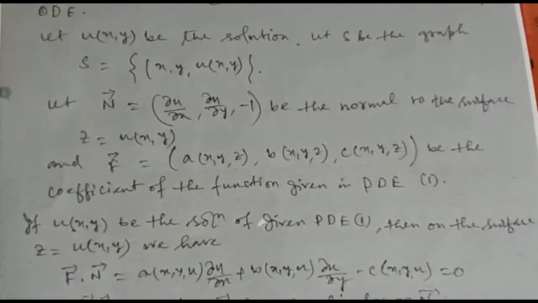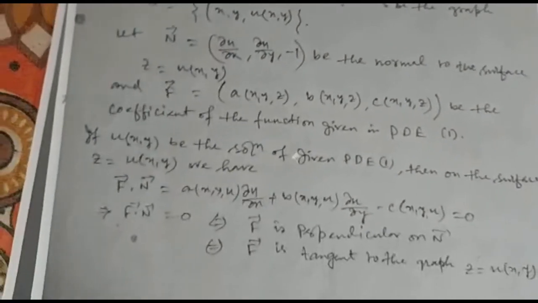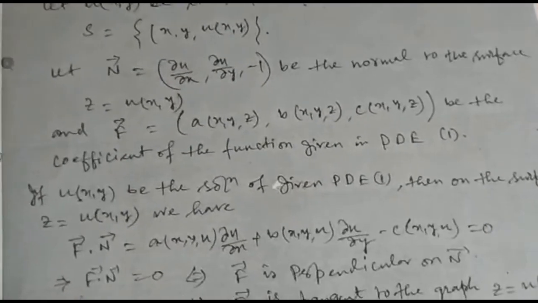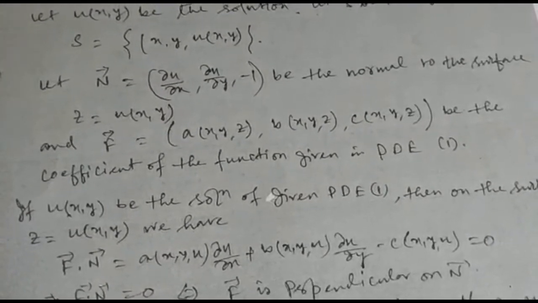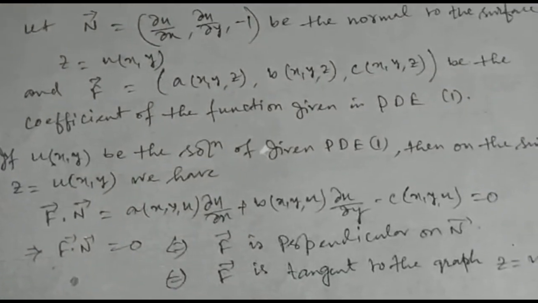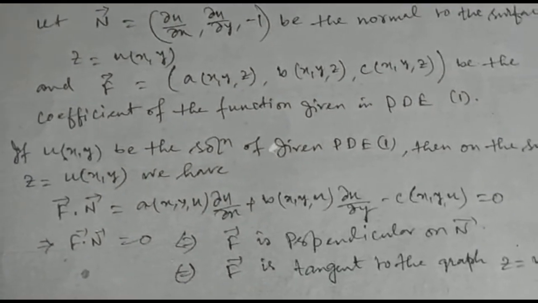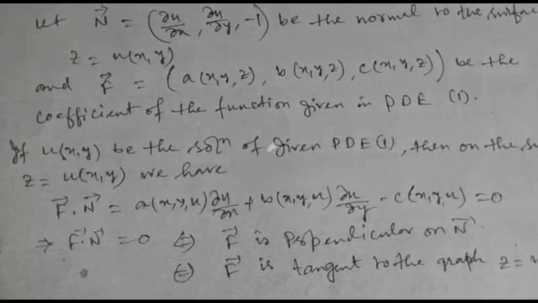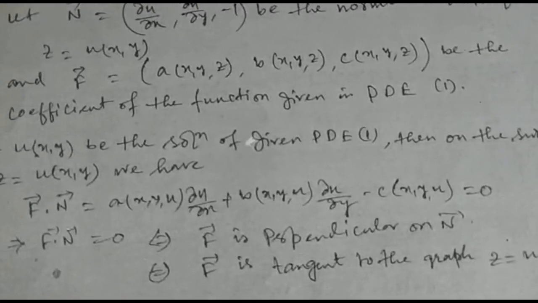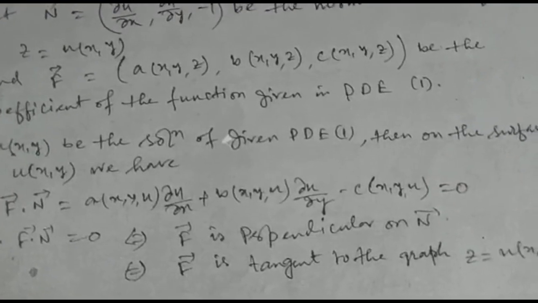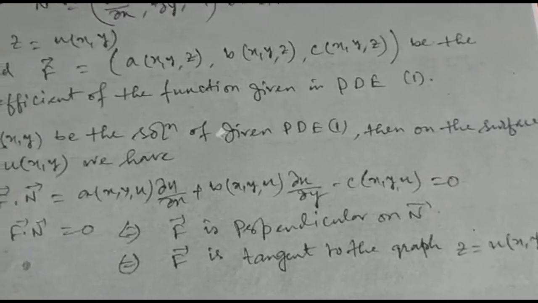Now if u(x,y) is the solution of the given PDE 1, then on the surface z = u(x,y), we have f dot n, that is a(x,y,u) ∂u/∂x + b(x,y,u) ∂u/∂y - c(x,y,u) = 0. So what we get? f dot n = 0. That is, f is perpendicular to n. That is, f is tangent to the graph z = u(x,y).